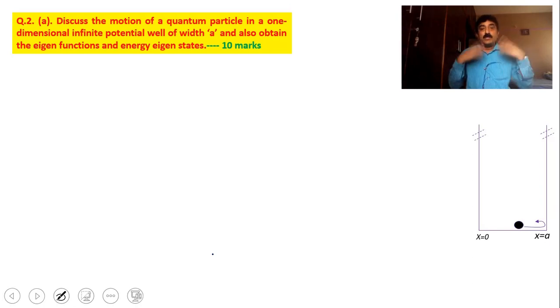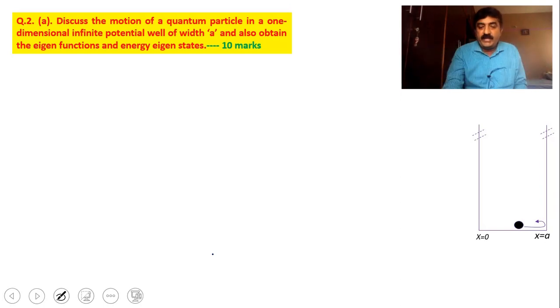Is it clear? So I am making some boundary conditions. As long as the particle is inside the well, potential energy is 0; outside the well, potential energy is infinity. Right now my particle is inside the well, therefore the probability of finding the particle outside the well is 0. So the probability of finding the particle inside the well is not equal to 0.